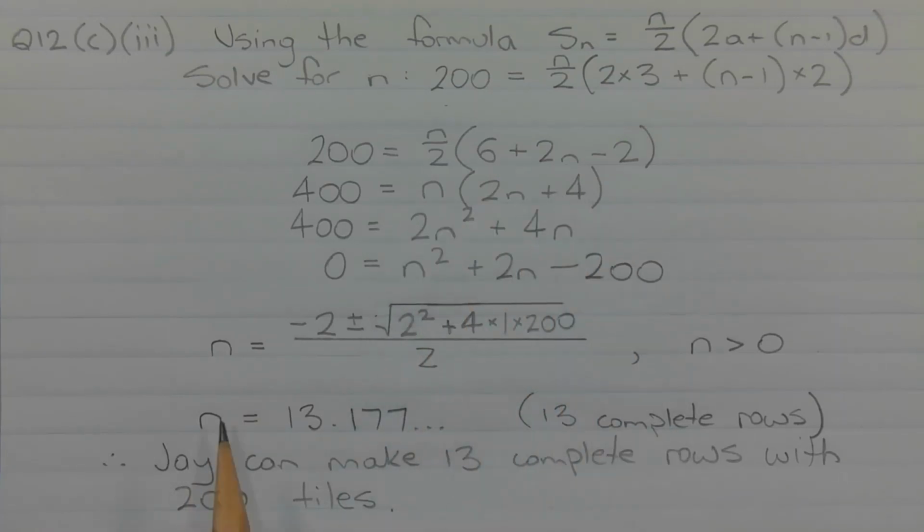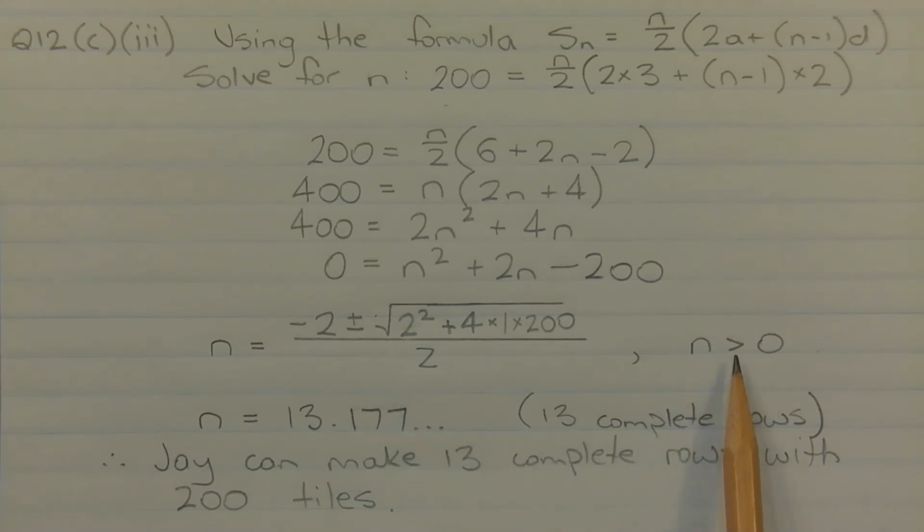Expanding the brackets here, we get 400 is equal to 2n squared plus 4n. Dividing both sides of the equation by 2, this 400 becomes 200, and then moving that over to the other side so it becomes negative 200, we form a monic quadratic equation, n squared plus 2n minus 200 equals 0. So solving for n using the quadratic formula, we get n is equal to negative 2 plus or minus the square root of 2 squared plus 4 times 1 times 200, all over 2.